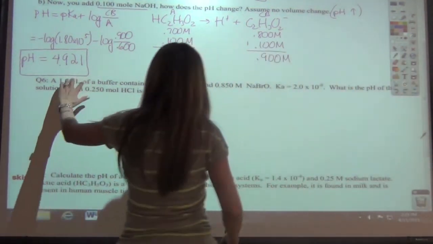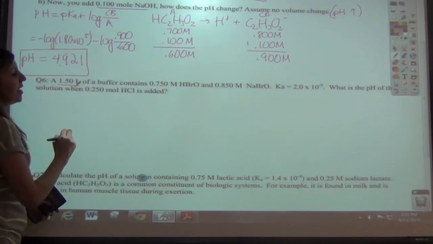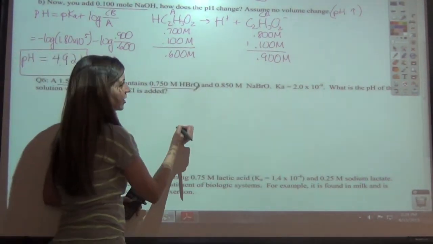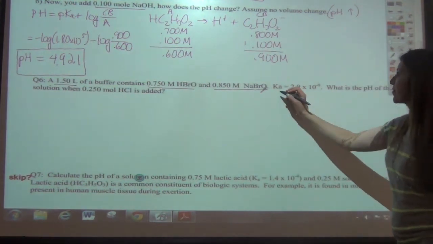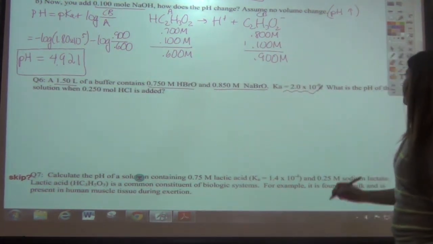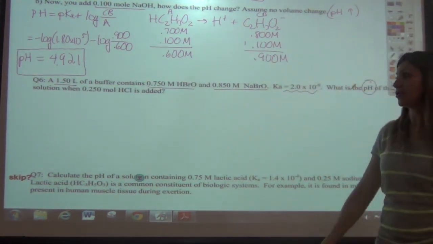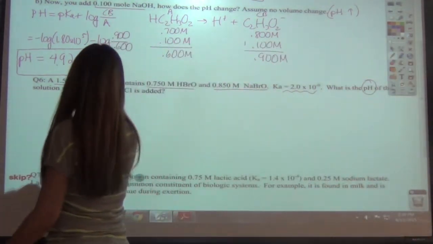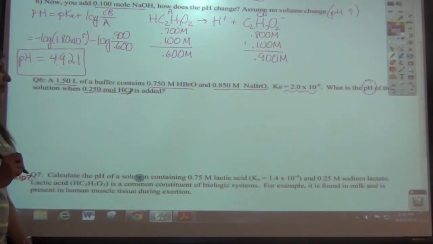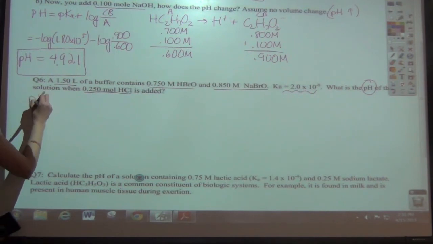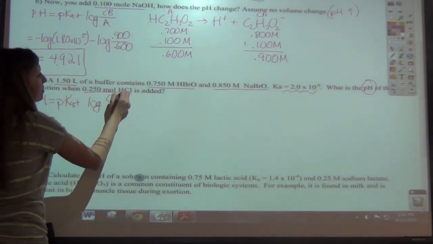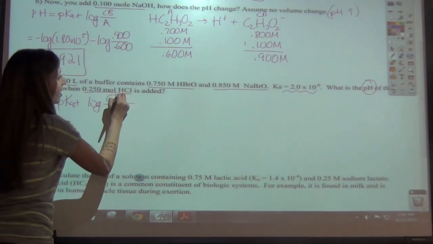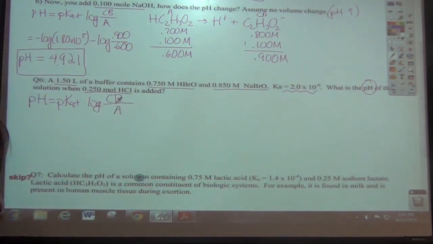So we've got 1.5 liters of a buffer, and it contains 0.750 molar of the HBrO and 0.850 molar of the NaBrO. And then they're giving us the Ka value of this. And they're asking us, again, what is the pH of the solution when we have 0.250 moles of the HCl being added to it. So again, our equation is simply pH equals pKa plus log of base over acid, since we're still doing our pH on this one.